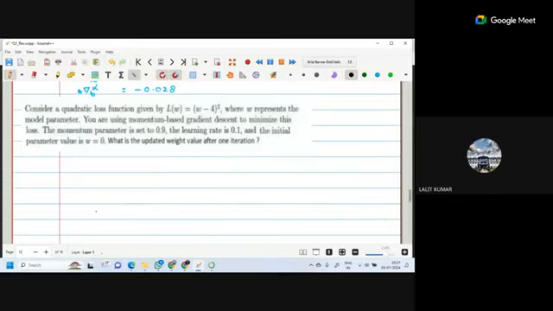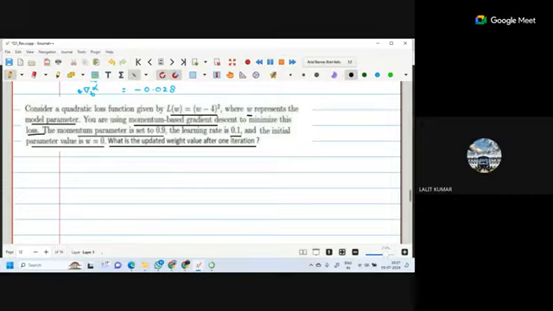So the loss function is this. W represents a model parameter. Use momentum-based gradient descent to minimize this loss. Momentum parameter is 0.9. Learning rate is 0.1. Initial value of W is 0. What is the updated parameter value after one iteration? So what all concepts do you have to use here? Beta has been given as 0.9.